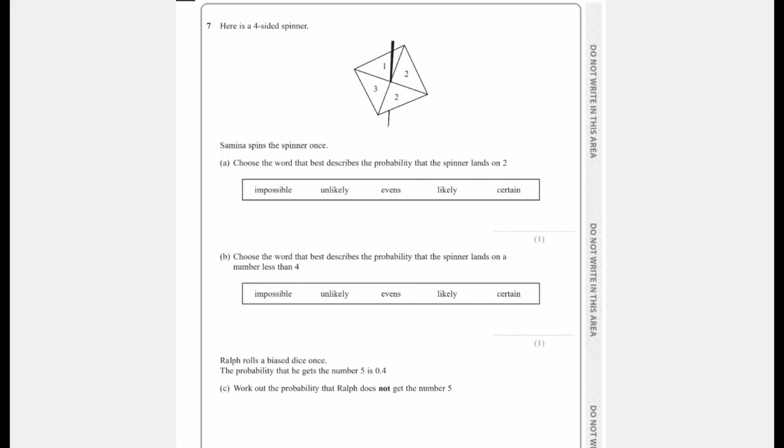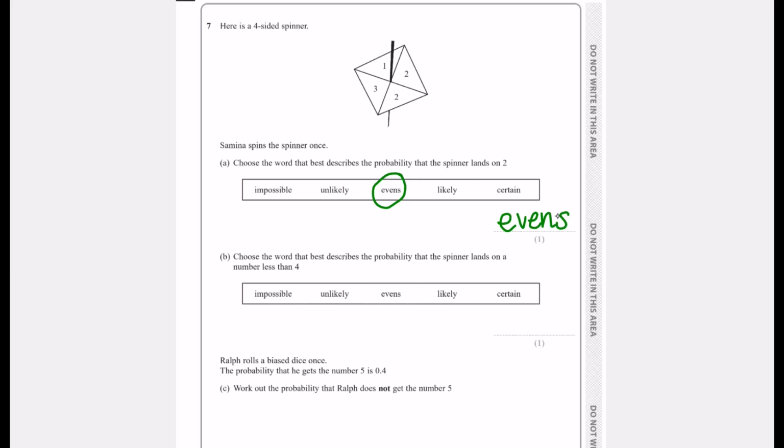Question 7. Here is a 4-sided spinner. Samina spins the spinner once. Choose the word that best describes the probability that the spinner lands on 2. So there are 2 2s out of 4 in total. So it's 50%, half chance. So that is evens. Evens means equal chance of it happening and not happening.